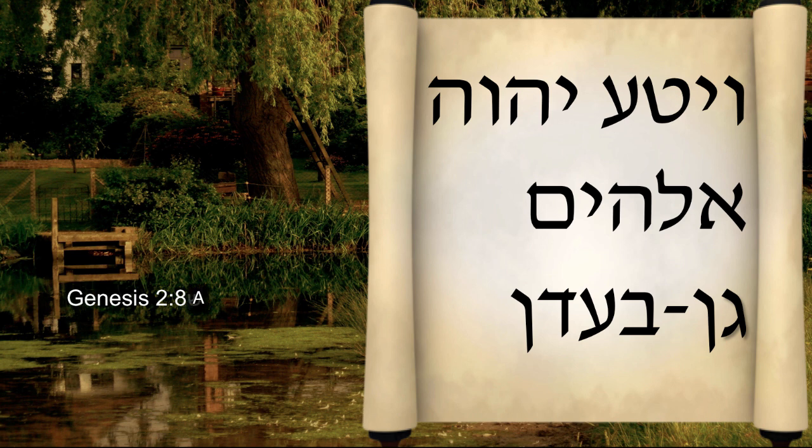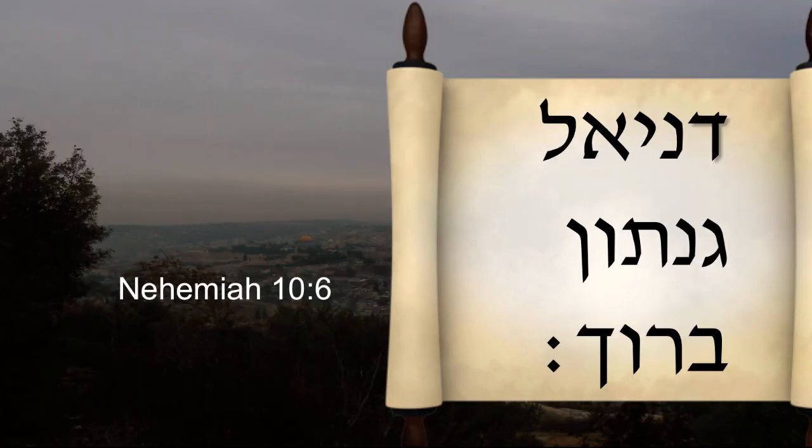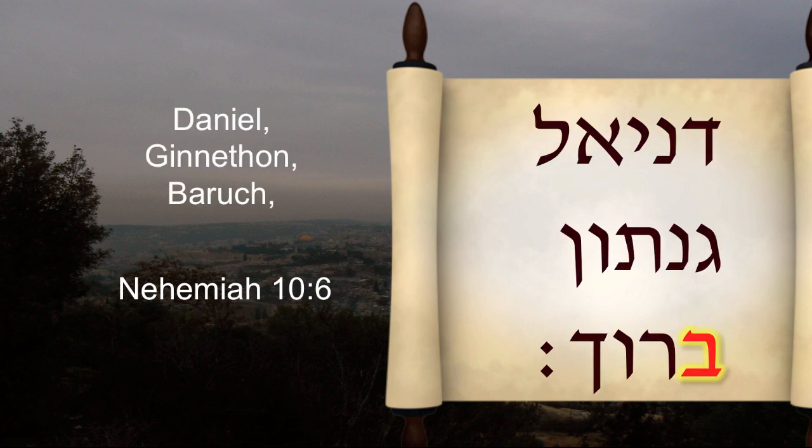Now let's look at another scripture, Genesis 2:8. And there's your beit, right there in the third line. Now let's try one more scripture, Nehemiah 10:6. And just look for the beit. Right there. I gave you a simple verse so you could just grab it right there, but your brain's starting to recognize it subconsciously, and this is really good.